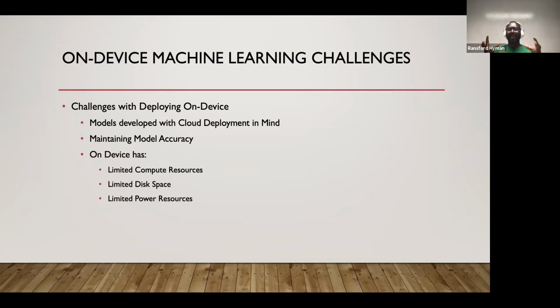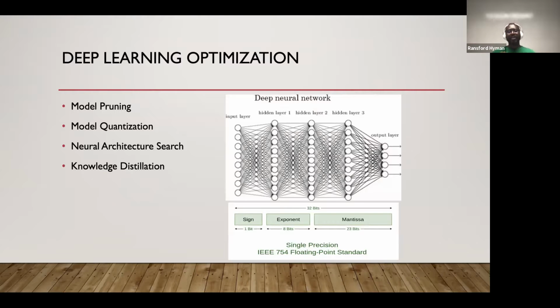So now you're dealing with limited compute resources, limited disk space, and limited power resources, because as we all know, machine learning is very compute intensive. And there's a lot of energy that comes with that computation, and you don't want your machine learning experience to be a battery drain. So now we have to think about all those aspects and how we mitigate for those sort of things. Some things that occur during that process is what we call deep learning optimization.